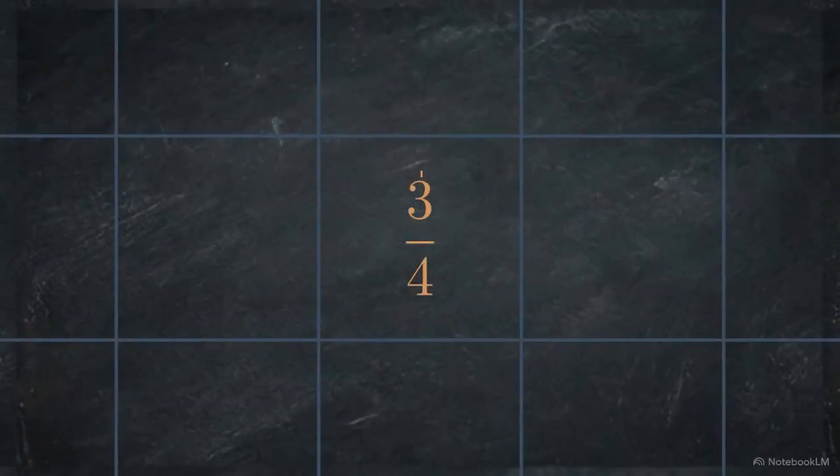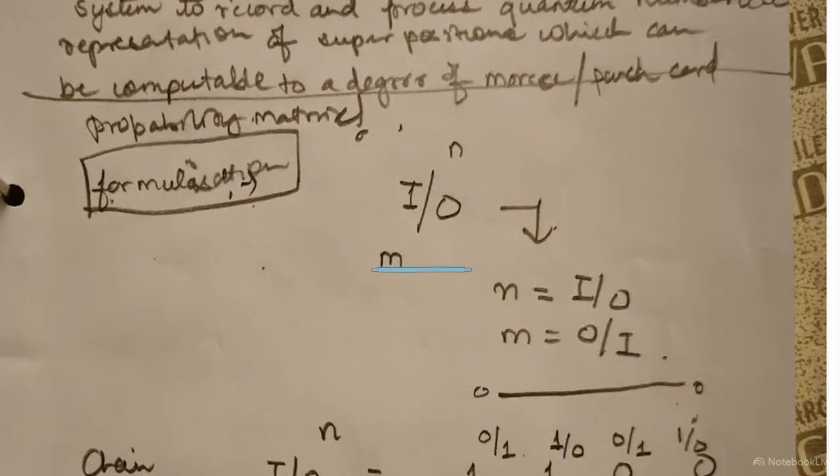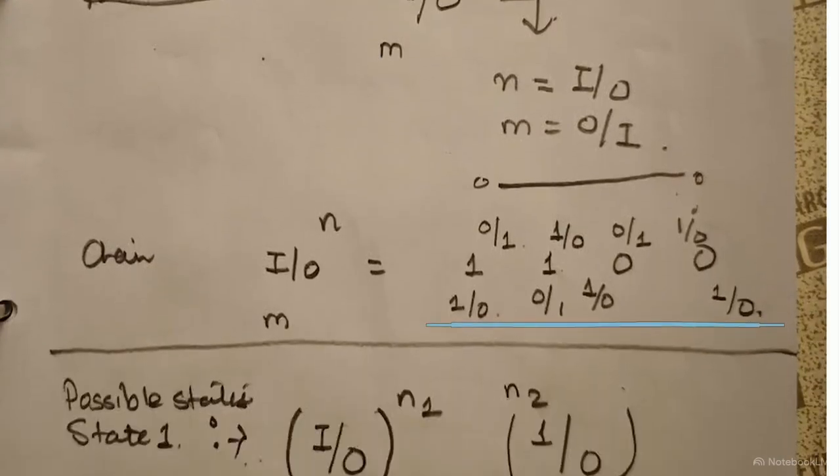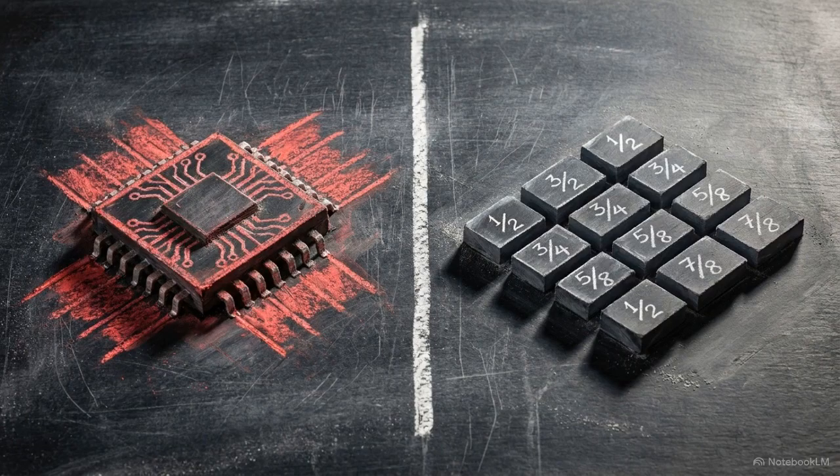If the coin leans, the coordinate records 3/4 heads. These handwritten equations show the specific notation the framework uses for these fractions, placing the ratio of 1 to 0, written here as I/O, across the grid. By using these simple ratios instead of strict whole numbers, a standard computer suddenly has a way to process uncertainty.